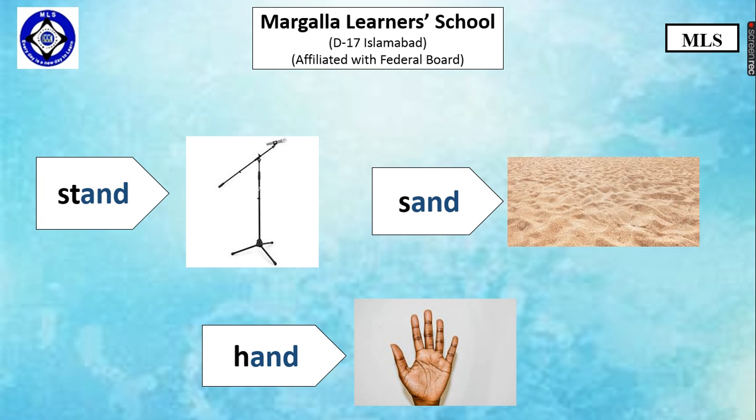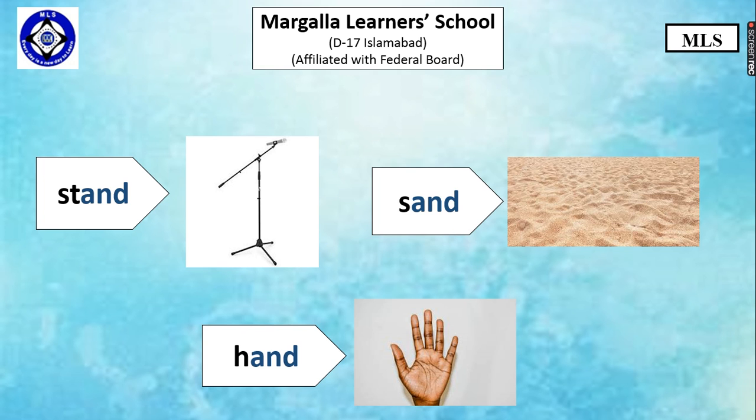All these three words end with and, their letters are A and D, and. When you add st with and, it becomes stand. When you add sa sound with and, it becomes sand. And when you add h, ha sound with and, it becomes hand.